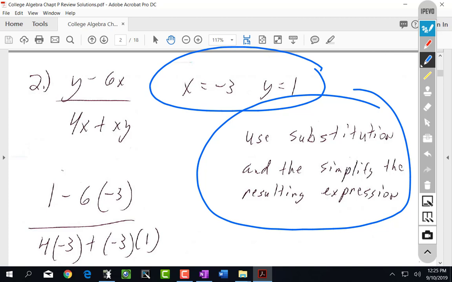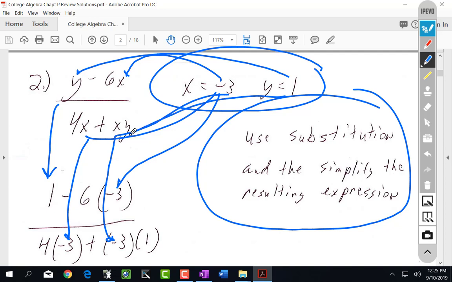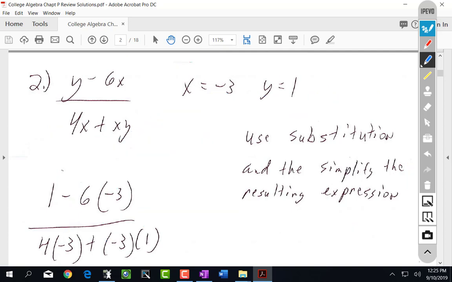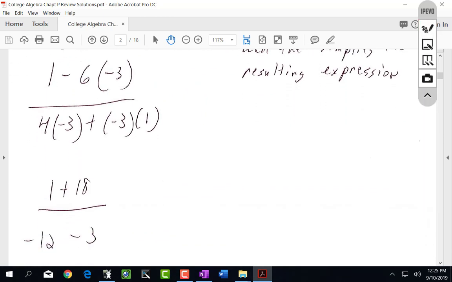So I'm going to substitute this in. Here's my y is equal to 1, so I substitute that in. This becomes 1. And -6 times -3, so substituting that in. And then we've got 4 times -3, substituting that in. And x is -3, substituting that in. And then y equals 1, substituting that in. Once you've got all those substituted in, we just go ahead and simplify it, following our order of operations.